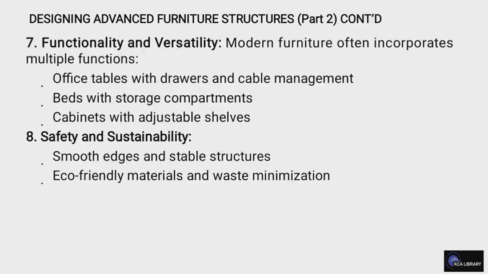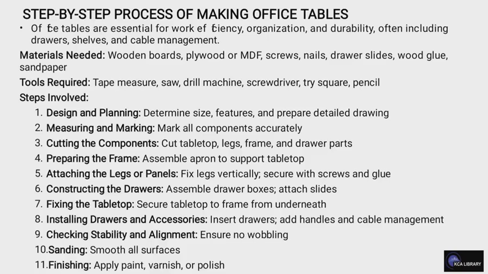Moving forward, there is also need to look at functionality and versatility. Modern furniture often incorporates multiple functions, including an office table with drawer and cable management, a bed with storage compartment, and a cabinet with adjustable shelf. We also have safety and sustainability, where we talk about smooth edges and stable structures, eco-friendly materials, and waste minimization.